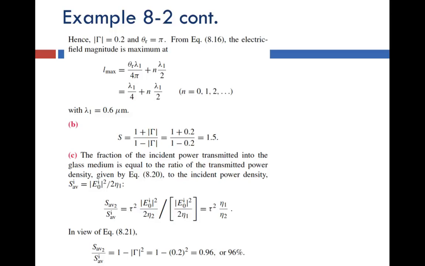Okay, part B asks for the standing wave ratio. So we take (1 + |gamma|) over (1 − |gamma|), where we're taking the magnitude of gamma. And when we look at that, we find that we get 1.5. Now, what fraction of incident power is transmitted into the glass medium?